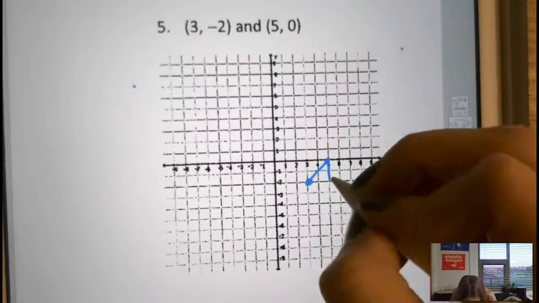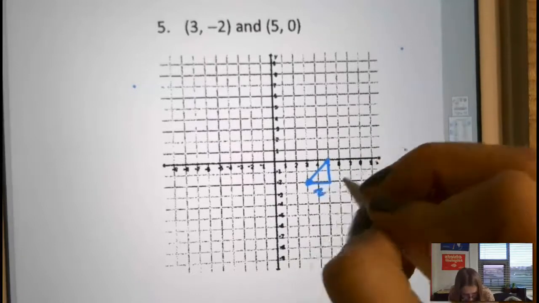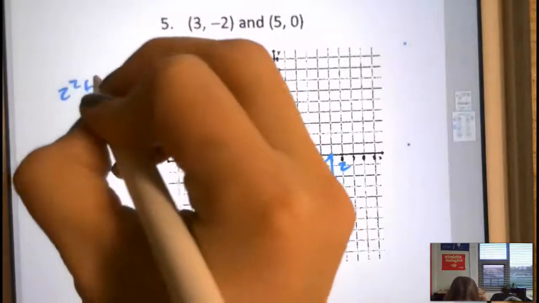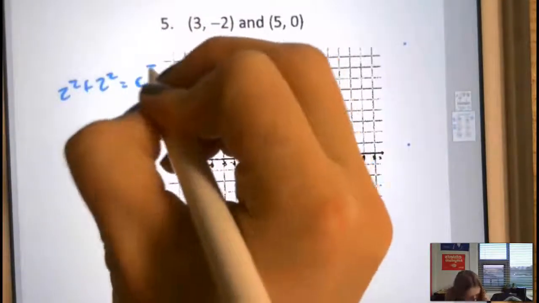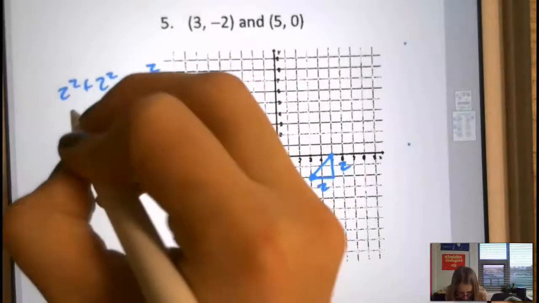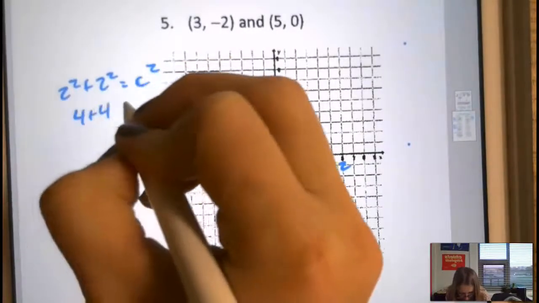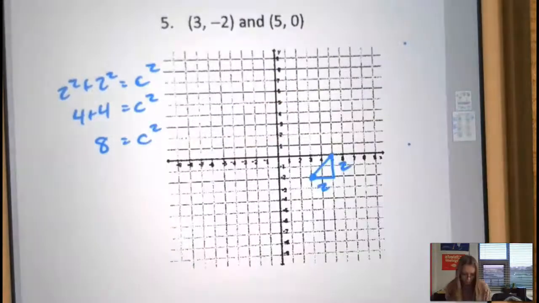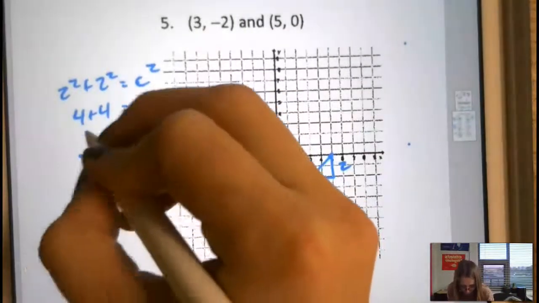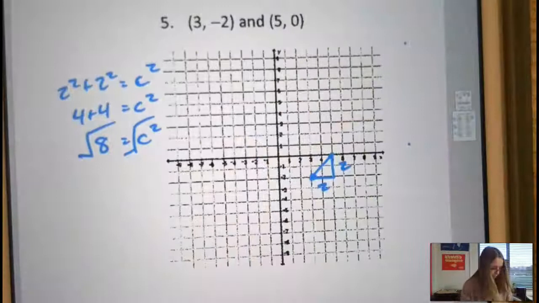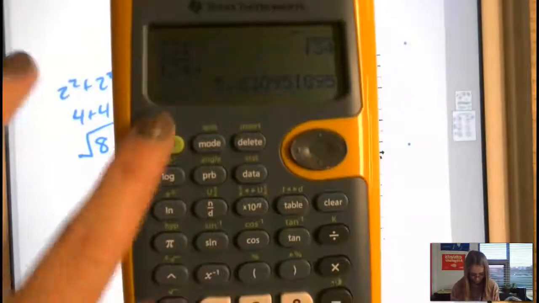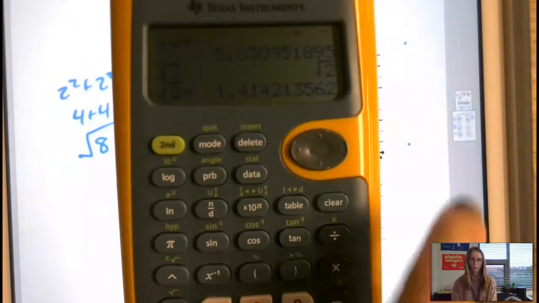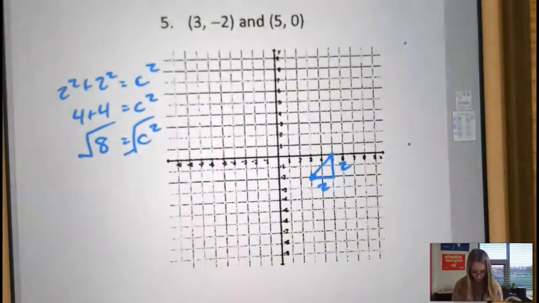So this is a tiny little square here, okay? So 2 by 2, I'm going to do that. So 2 squared plus 2 squared equals c squared. Alright, so if I do that, 4 plus 4 equals c squared, and then 8 equals c squared, so I got to take that square root. And if we do that, we got square root of 2 is 1.4.